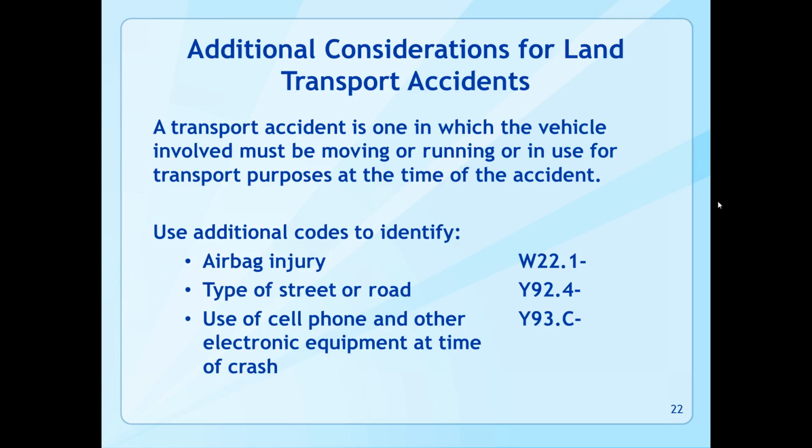Finally, there are a variety of supplemental codes that can provide additional information about a transport event. For example, if the injury resulted from deployment of the airbag, you should include the appropriate W22.1 code. There are specific location codes in the Y92.4 range that identify the type of street or roadway, and there are also specific activity codes in the Y93.C range that identify whether or not the person was using a cell phone or other electronic equipment at the time of the crash.